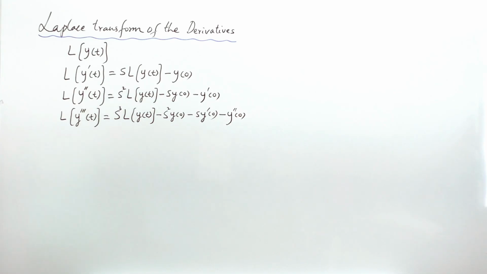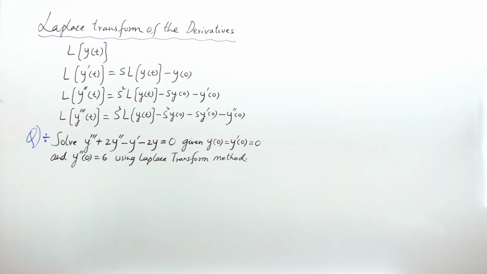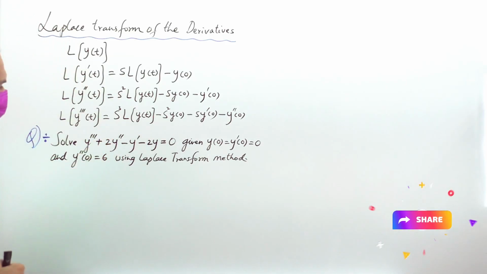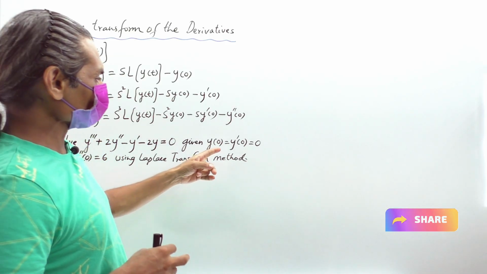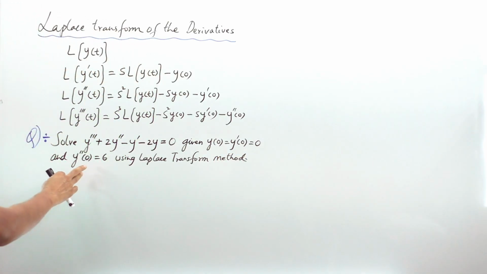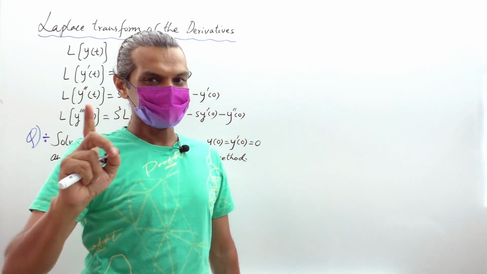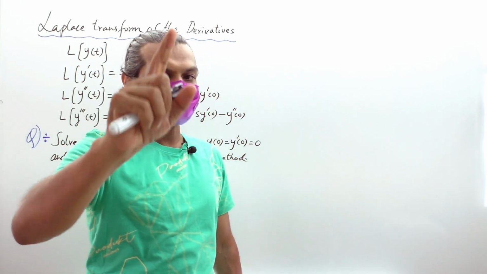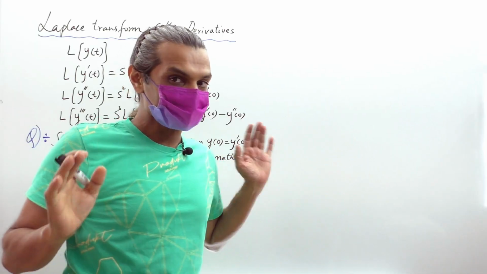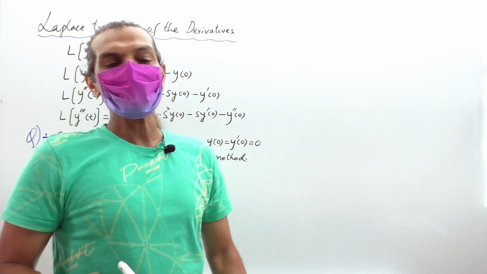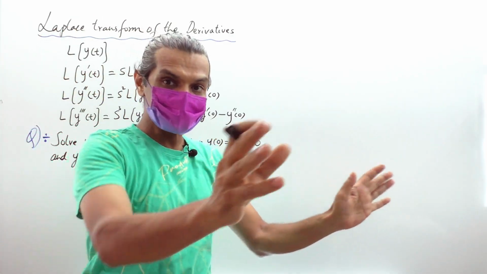Okay. Now let's understand how to use these formulas using simple examples first. See, we have a very classical example here which is repeated in many question papers. Solve y triple dash plus 2y double dash minus y dash minus 2y is equal to 0, given y of 0 is equal to y dash 0 is equal to 0 and y double dash 0 equal to 6 using the Laplace transform method. So first, I am again telling you, take a pen and paper and practice along with me. If you practice one question perfectly, it is very beneficial for you. The others will come in a much easier way. So please practice along with me.